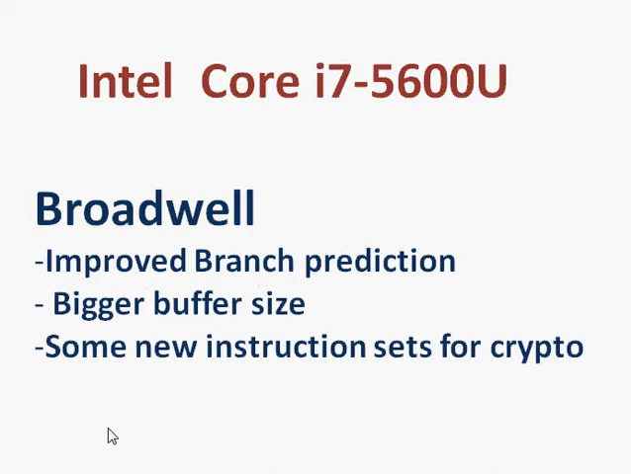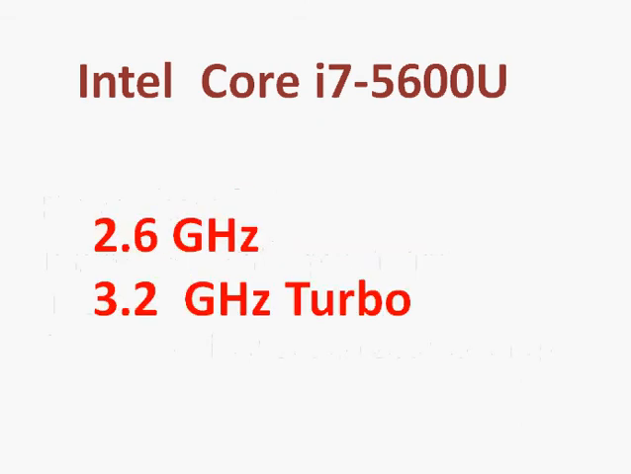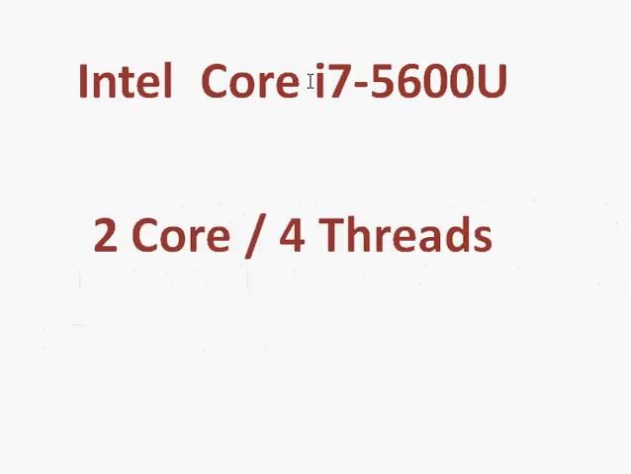and bigger buffer size. We also have some new instruction sets that software can take advantage of, though it will take time for its adoption. Basically, with all this improvement, we can see a 5% processor performance improvement over Haswell with the same clock frequency. We have this particular processor.